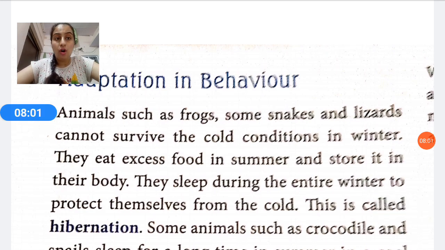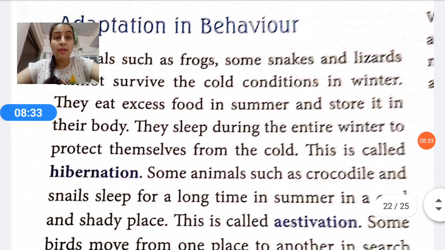Animals such as frogs, some snakes and lizards cannot survive the cold conditions in winter. Every animal cannot survive the harsh conditions of summer and winter. Only polar bears eat excess food in summer and store it in their body. So what they do during the winter, वो summer में ही इतना ज़्यादा store कर लेते हैं अपनी body में कि वो winter में काम आता है. They sleep during the entire winter to protect themselves from the cold. And this is called hibernation.